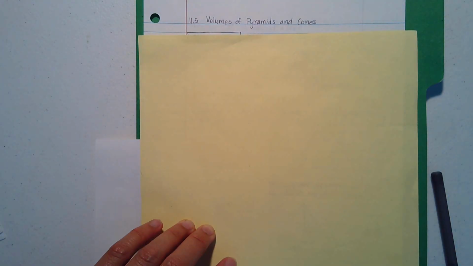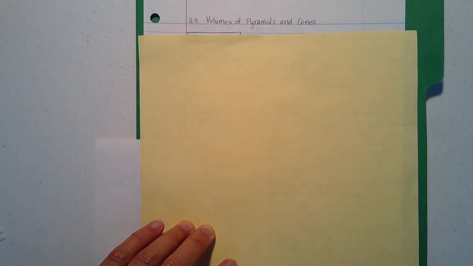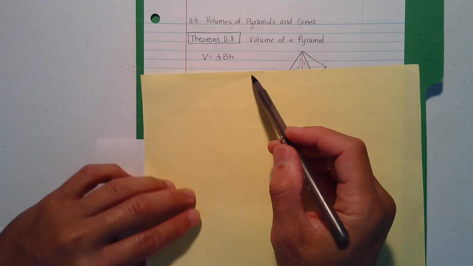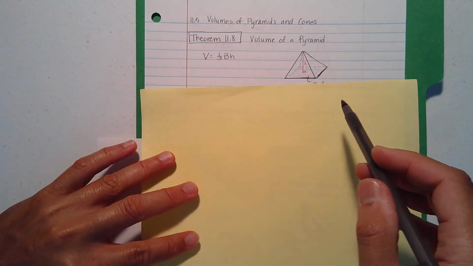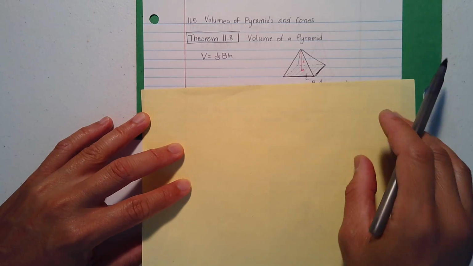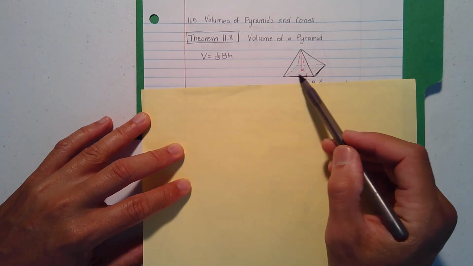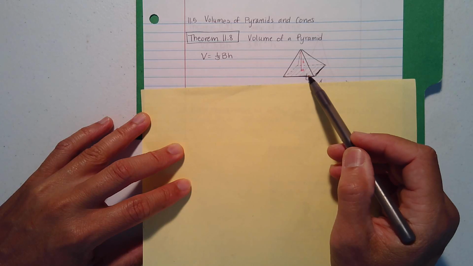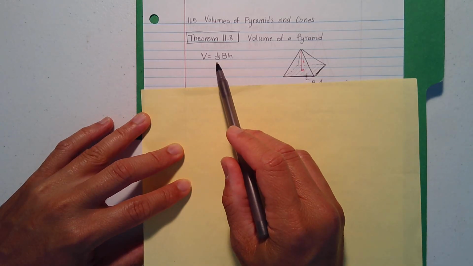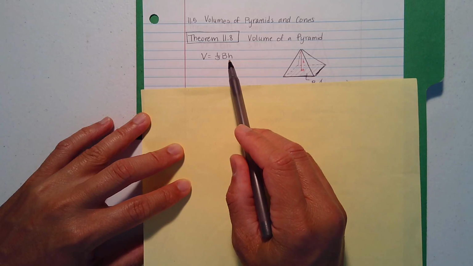Hello students, we're going to learn section 11.5, volumes of pyramids and cones. The volume of a pyramid, remember, means the space inside the object. So the volume is all the space inside this pyramid. Now the formula for that is V equals 1/3 base times height.